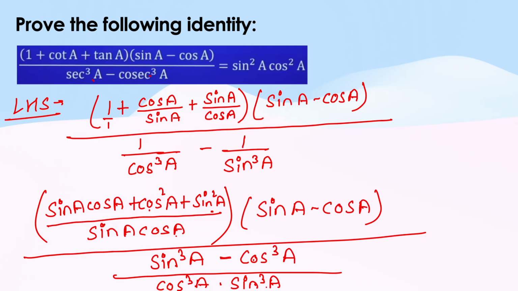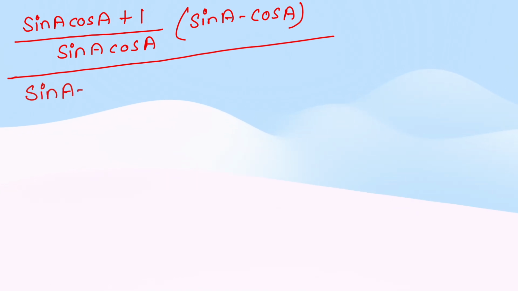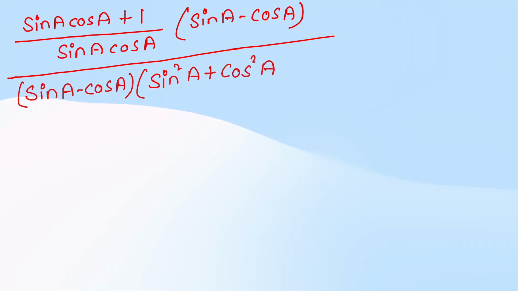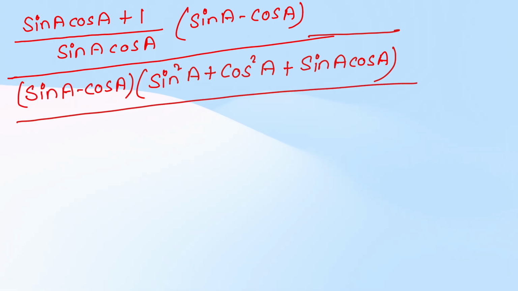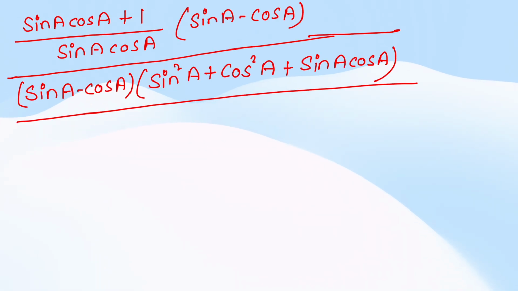What is sin cube A minus cos cube A? A cube minus B cube, right? So it will be (A minus B) and (A square plus B square plus AB). We just learned the formula, right? Formula for A cube minus B cube, that we already learned. And divided by, what was in division? It was cos cube A sin cube A. So just write as it is.